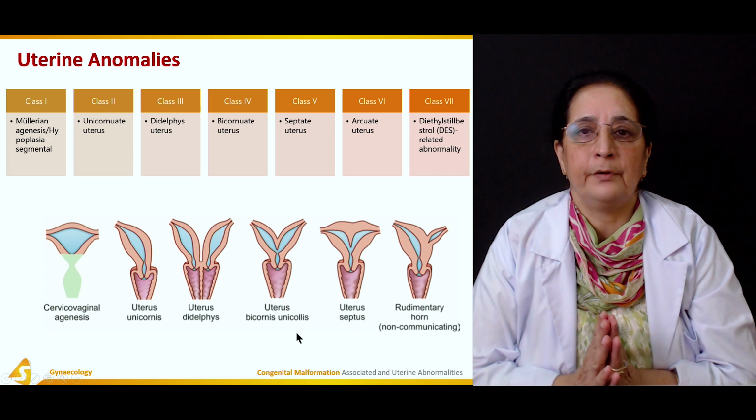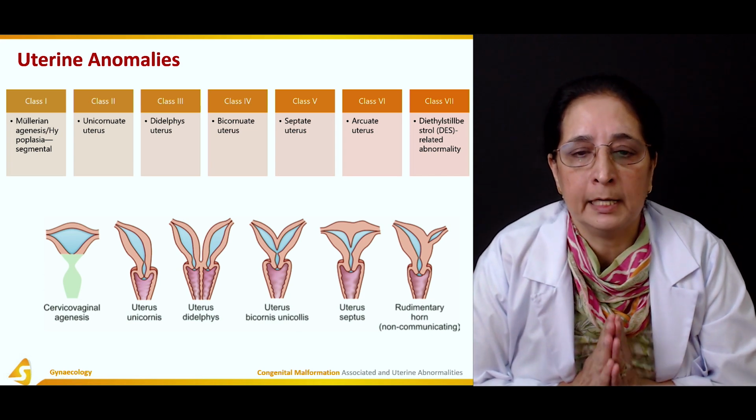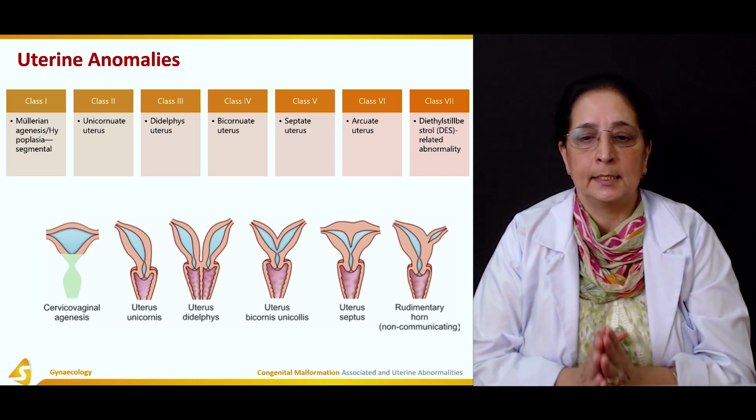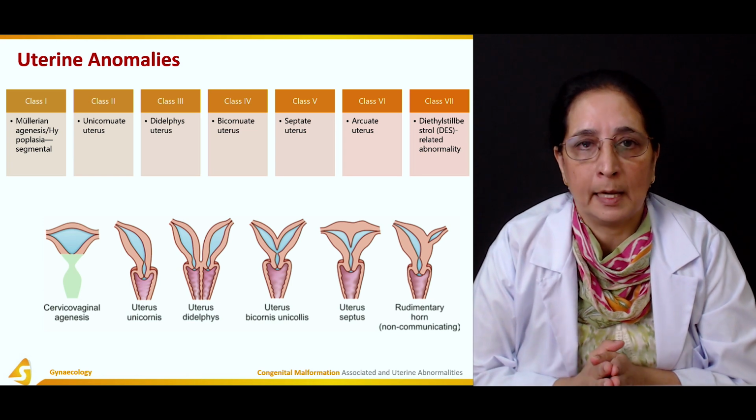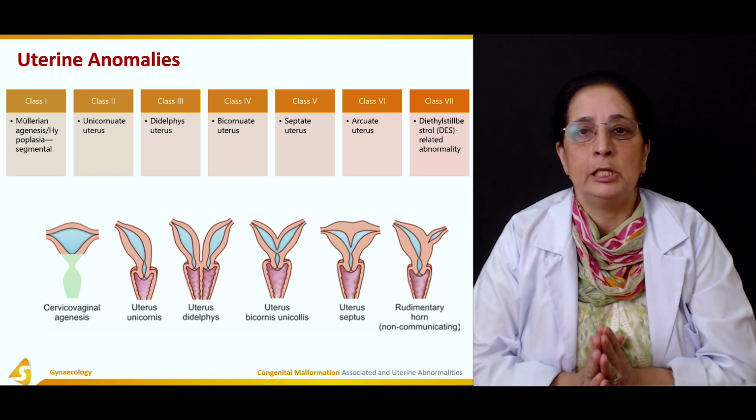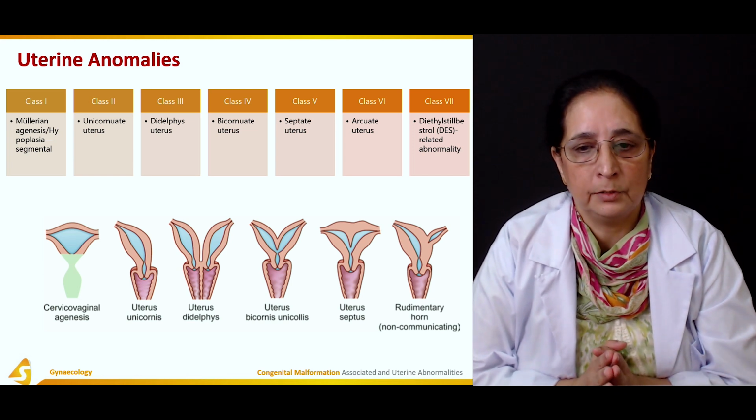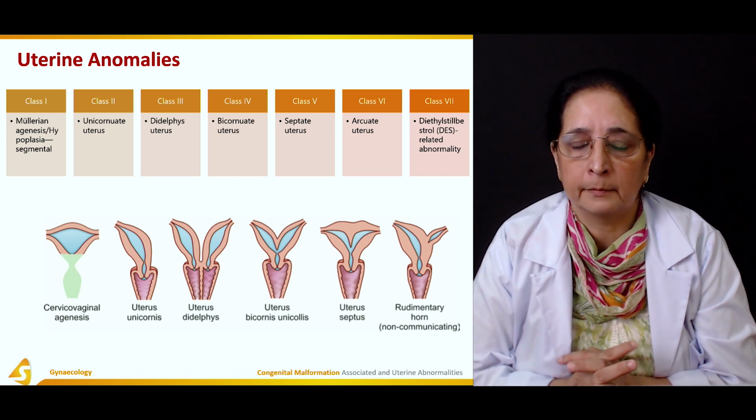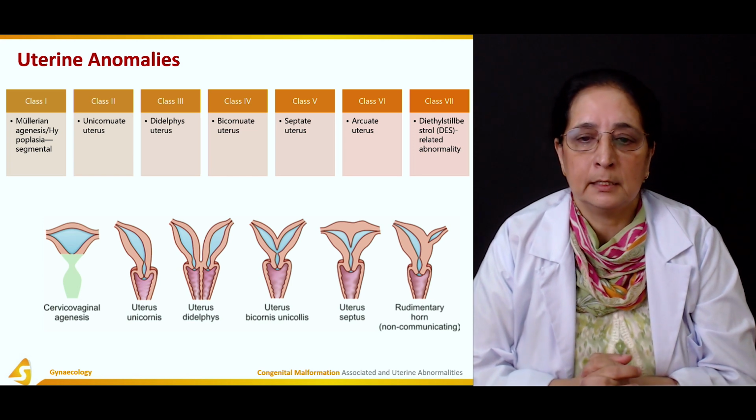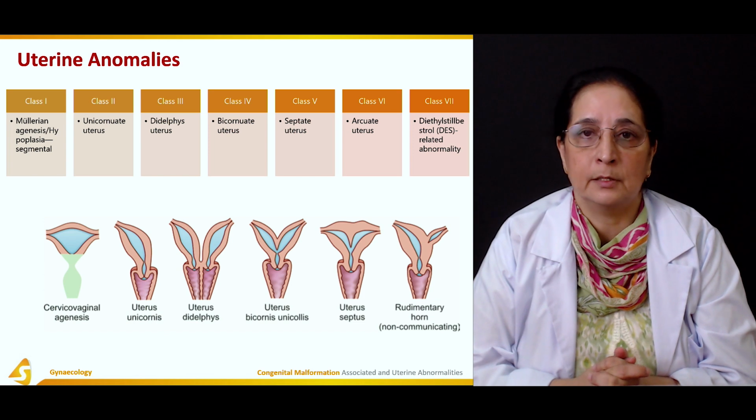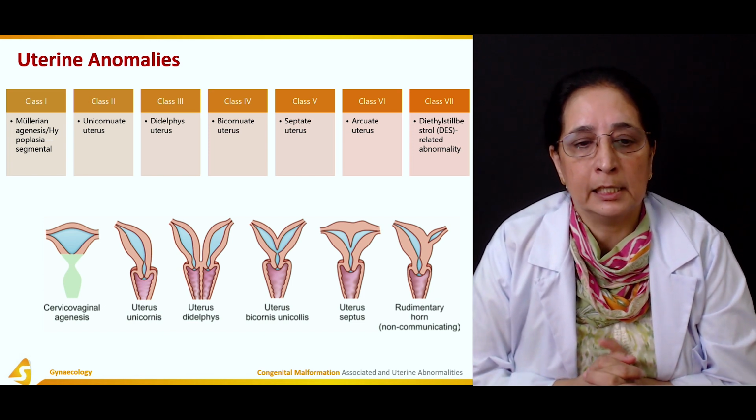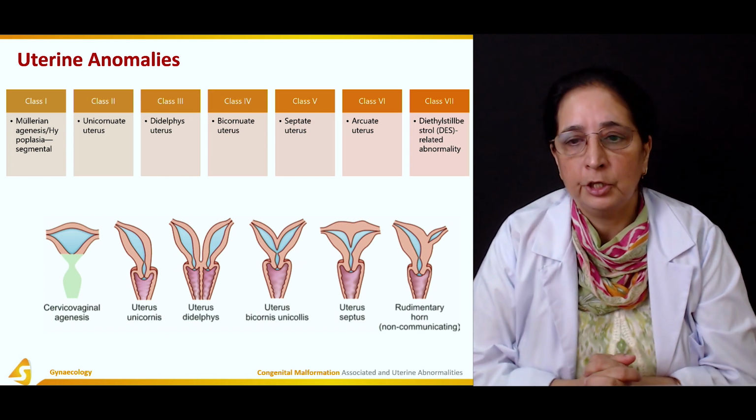All these are the different classes of uterine abnormalities, congenital abnormalities. All these can lead to infertility. Since these are congenital, usually no treatment is present for all these congenital anomalies of the uterus.